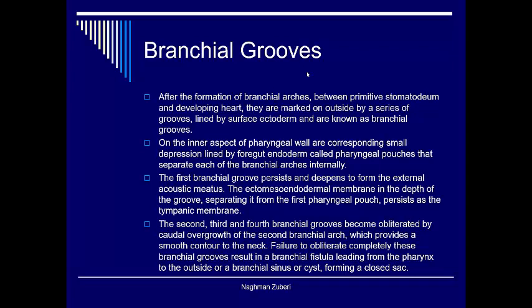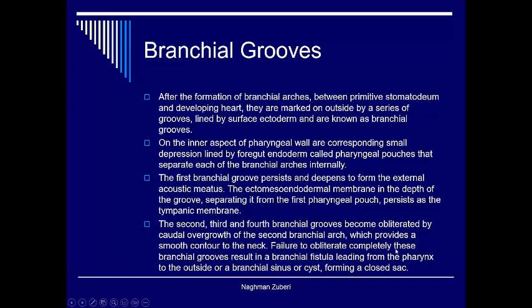The first branchial groove persists and deepens to form the external acoustic meatus, the ectomesoendodermal membrane in the depth of the groove separating it from the first pharyngeal pouch persists as the tympanic membrane. The second, third, and fourth branchial grooves become obliterated by the caudal overgrowth of the second branchial arch, which provides a smooth contour to the neck.